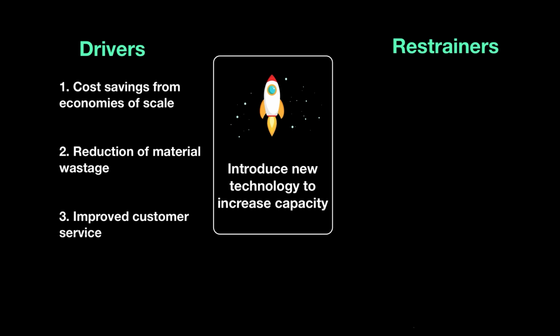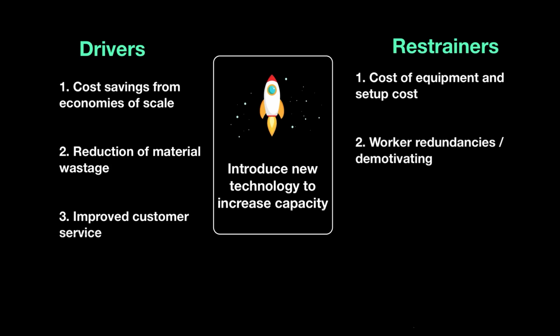The cons or the restrainers, on the other hand, of introducing new technology is we know that there's a heavy capital cost, so the equipment's probably going to be expensive. You know that once the technology comes in, you have to make some workers redundant, which will lead to high levels of demotivation. And finally, once you let go of these workers, they might go to the trade unions and there could be possible industrial action against you. So this is the decision, and these are the pros and cons.